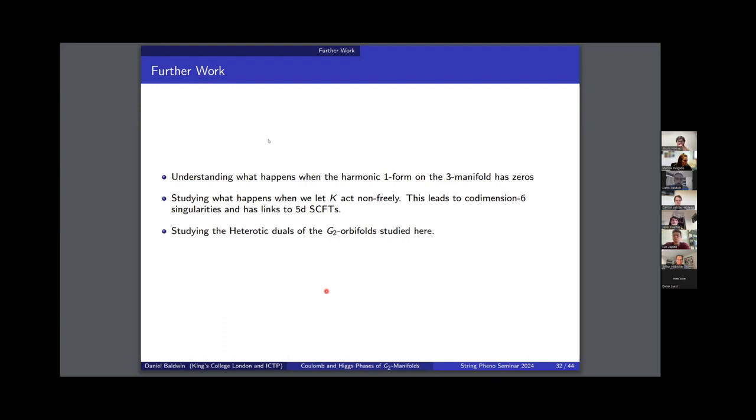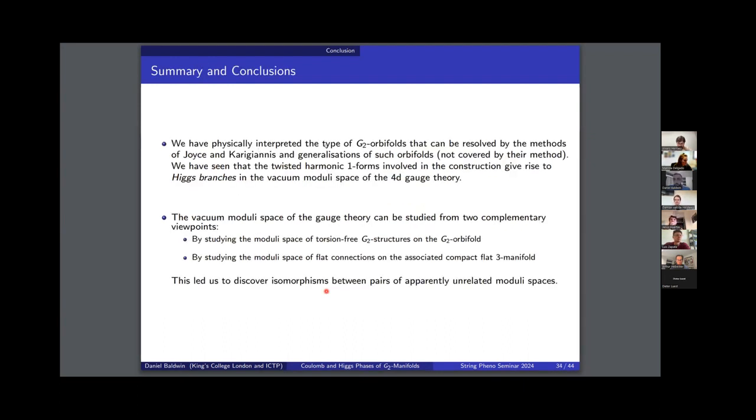Okay, so just quickly in conclusion, we've physically interpreted the type of G2 orbifolds that can be resolved by the methods of Joyce and Karigiannis and generalisations of these. And we've seen that the twisted harmonic one-forms involved in the construction give rise to non-identity connected Higgs branches of the 4D gauge theory moduli space. We studied this moduli space from two different viewpoints, and this led us to discover some isomorphism between pairs of apparently unrelated moduli spaces as a bonus. Okay, so just flashing the references, and thank you all for your attention.